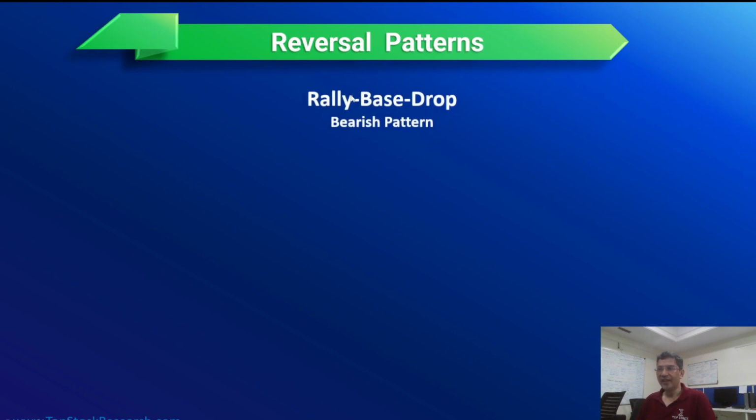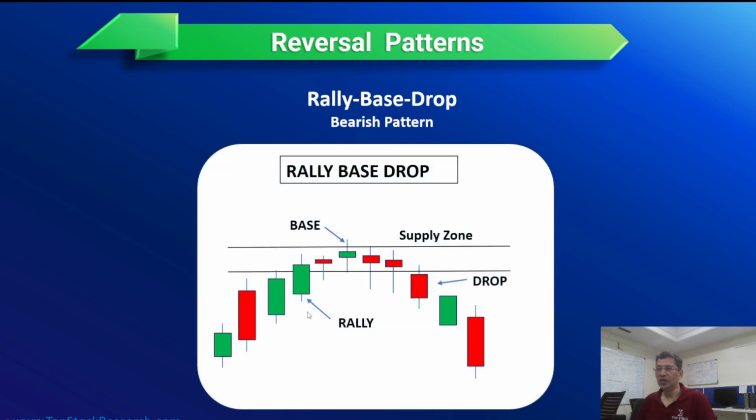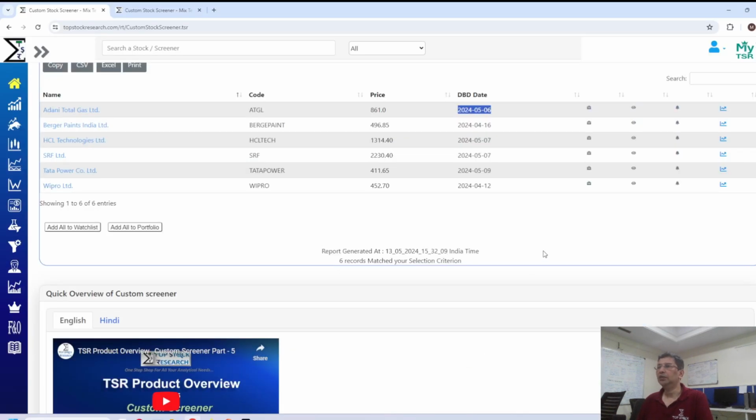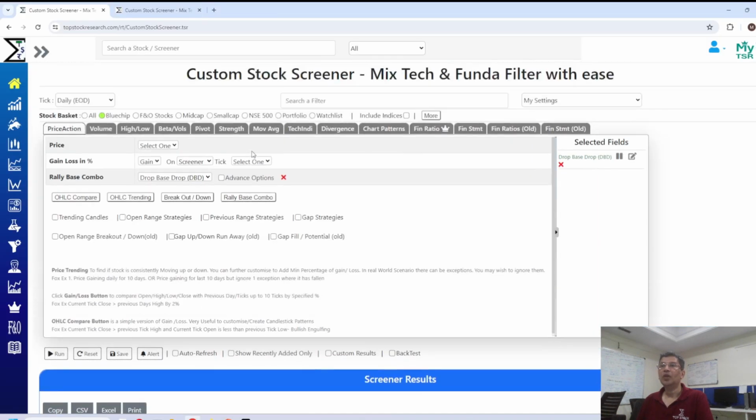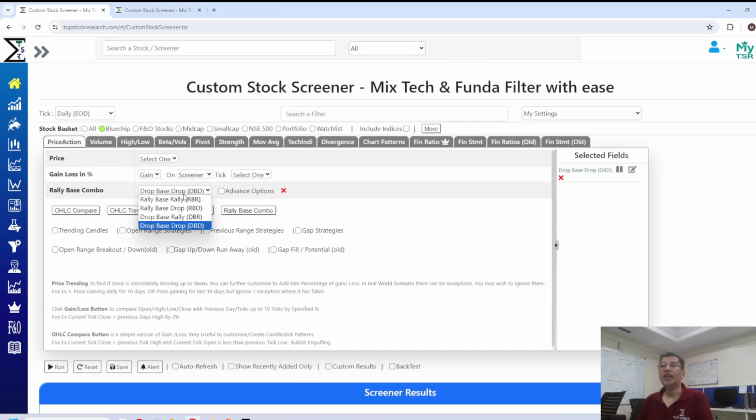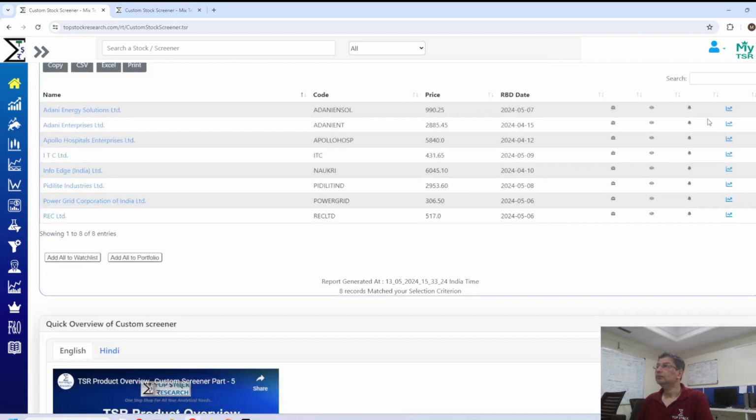Another pattern is rally base drop. This is a reversal pattern and a bearish pattern. So you had a rally, then you have base, and then again drop. So this should act as a new peak for the period that we are looking at, right? So this could be a good way of finding a peak. So what are we looking for? Rally base drop. So we just go here, look at rally base drop, run it.